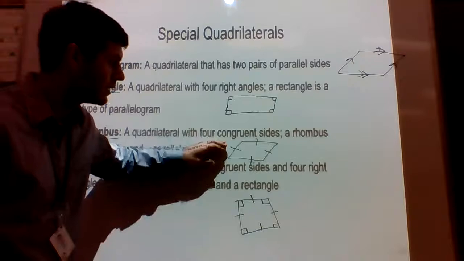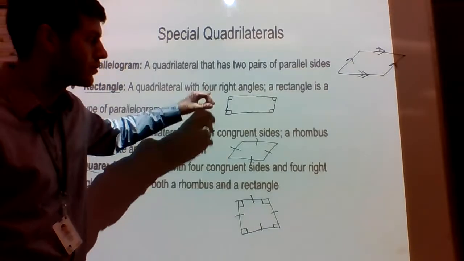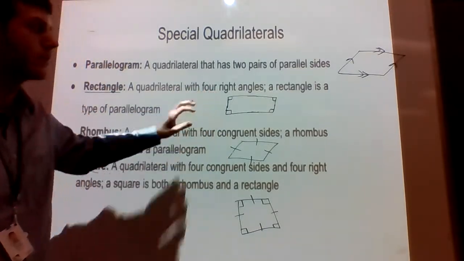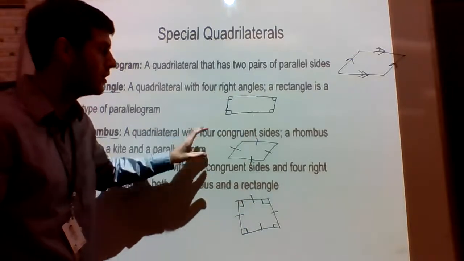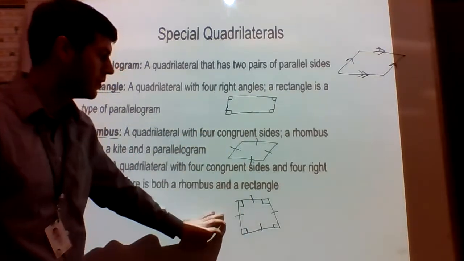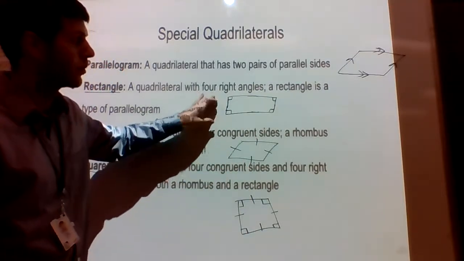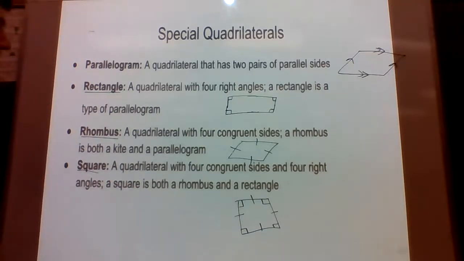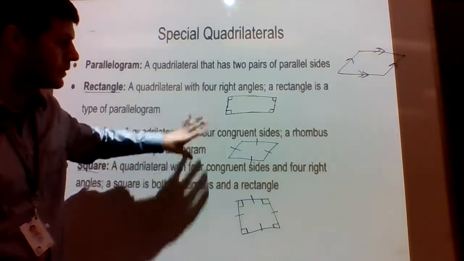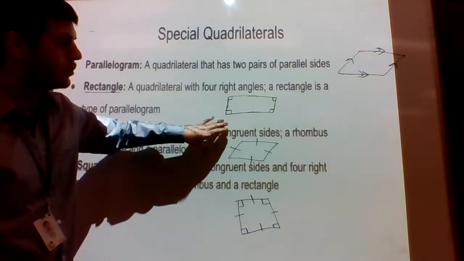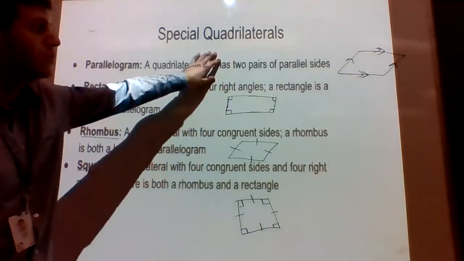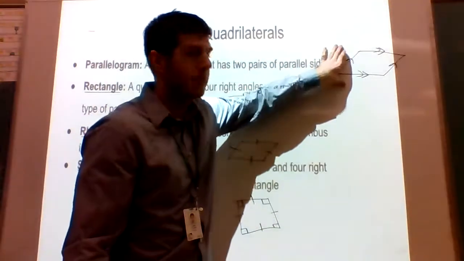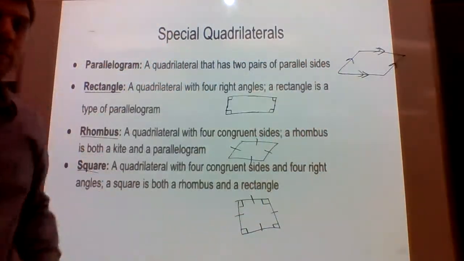The rhombus is defined as having four congruent sides, and the rectangle is defined as having four right angles. So if you have four right angles, you have a rectangle. Four congruent sides, you have a rhombus. Four congruent sides and four right angles, you have a square. And there are proofs that show they all have two pairs of parallel sides. If they have two pairs of parallel sides, they are parallelograms. So all of these are parallelograms.